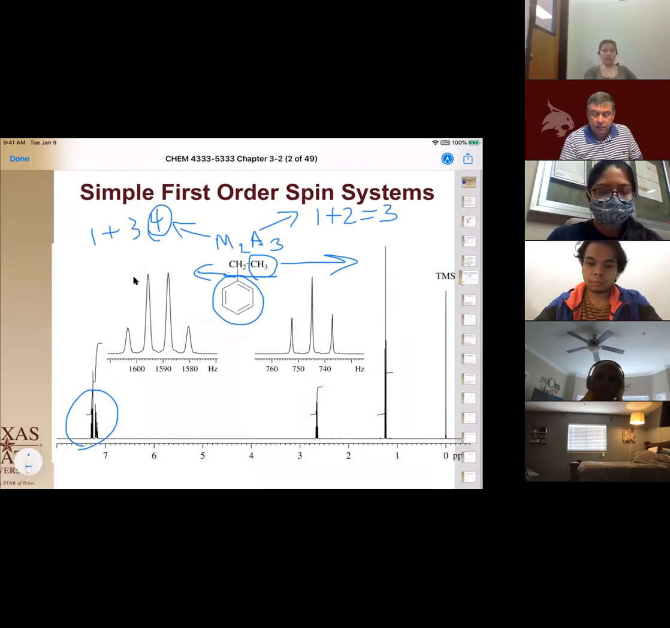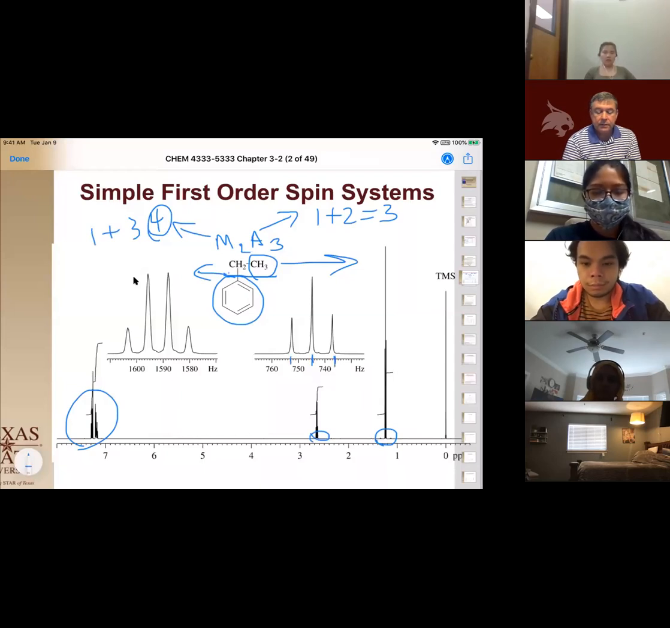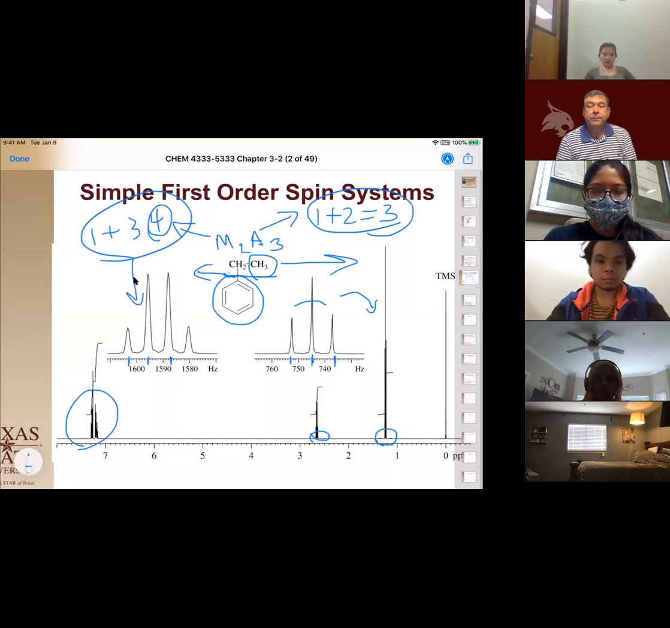So let's look at our system here. You can't quite tell there are 3 peaks there. You can't quite tell there are 4 peaks here, but we've blown it up. And if we look at it right here, this is about 7 hertz as a coupling constant. And this looks about 7 hertz as well. So this is our upfield one with our 3 peaks as predicted, and this is our downfield one with 4 peaks as predicted. So again, this is first order.